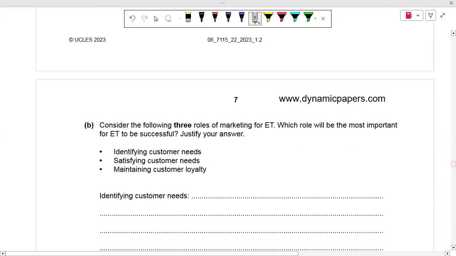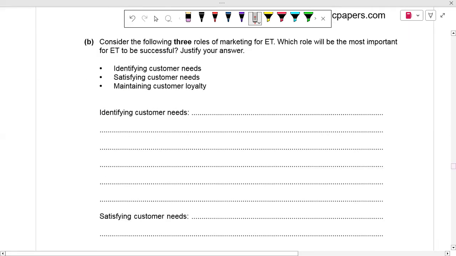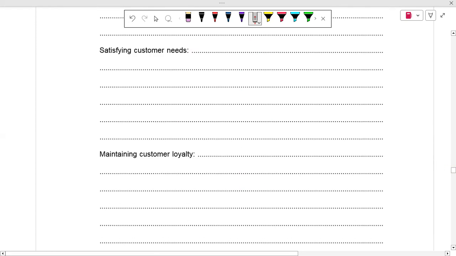And after that, in part B, consider the following 3 roles of marketing for ET. Which role will be most important for ET to be successful? Justify your answer. So there are 3 roles of marketing, and we will discuss which role is the most important at this stage of the business. So there is identifying customer needs, satisfying customer needs, and maintaining customer loyalty.